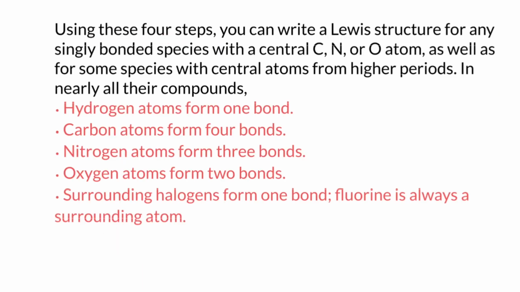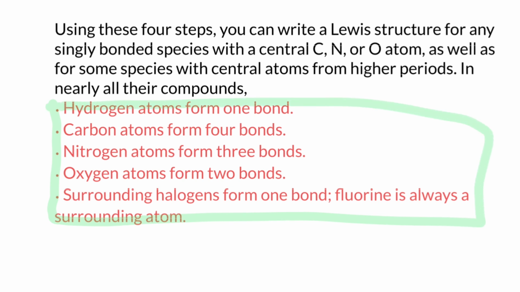Using these 4 steps, you can write a Lewis structure for any singly bonded species with the central atom carbon, nitrogen or oxygen, as well as some species with the central atom from higher periods, that is the third, fourth, fifth periods, nearly all their compounds. But you have to carefully remember this one, very important. So this concept is very much important.